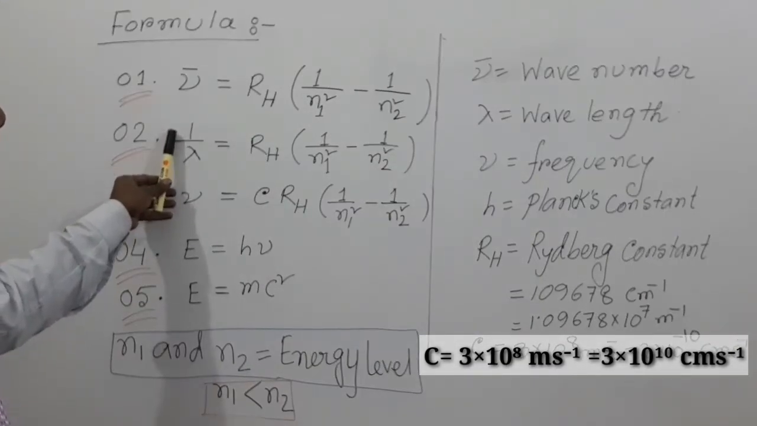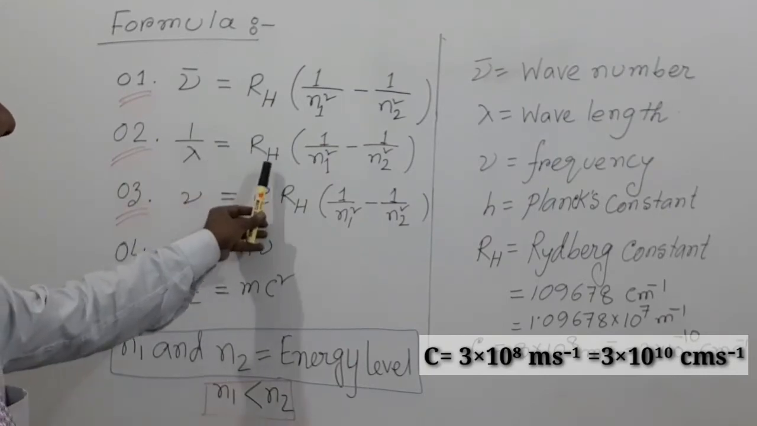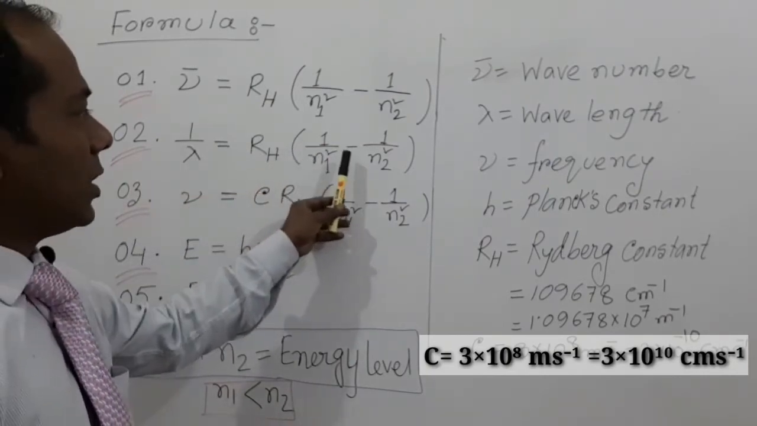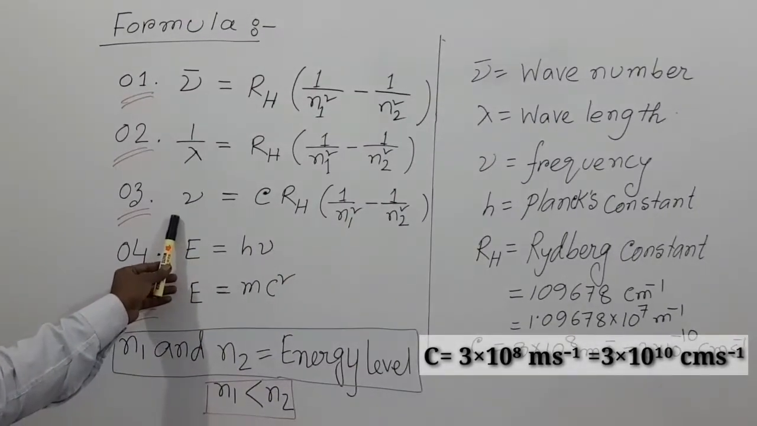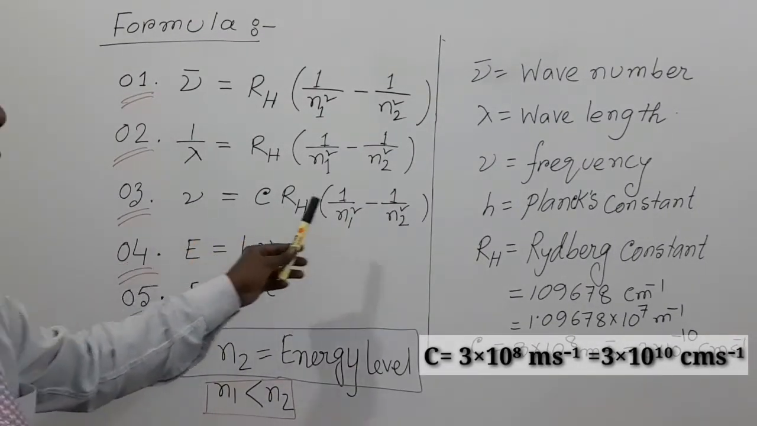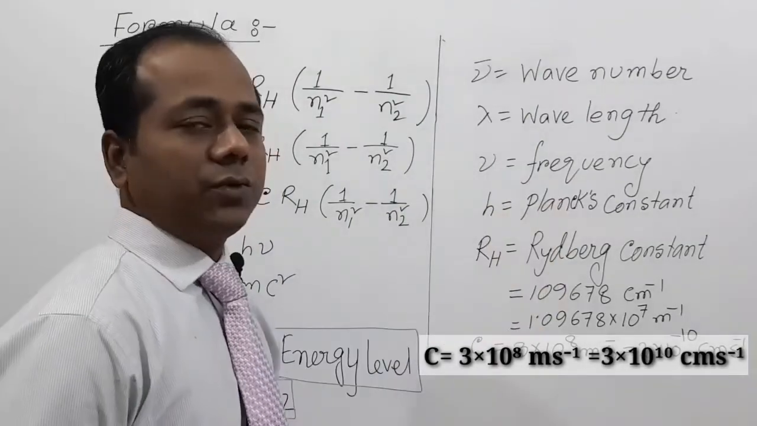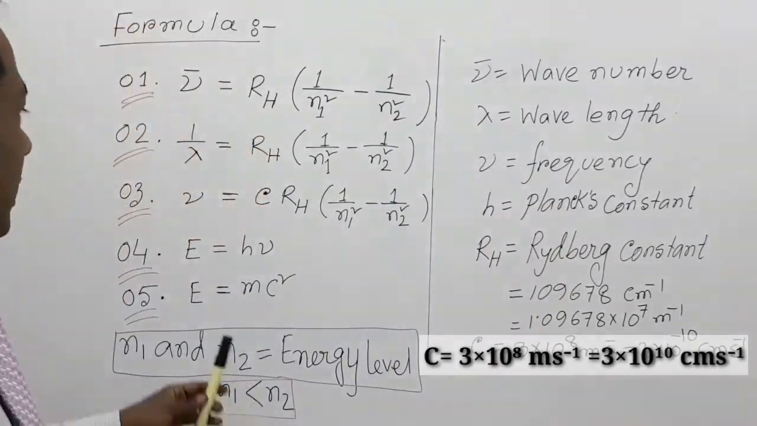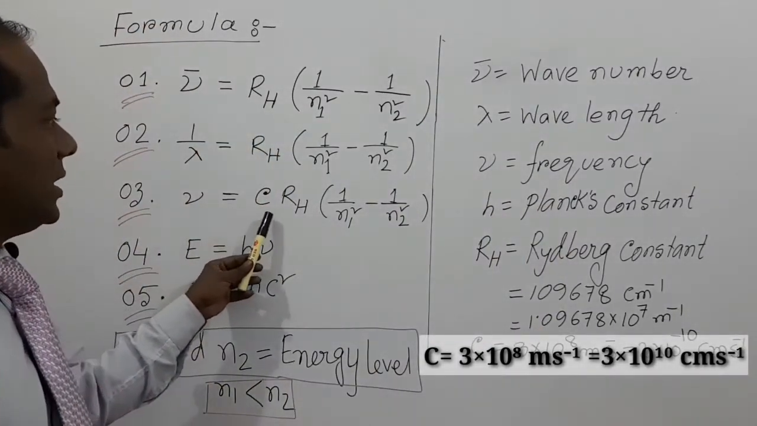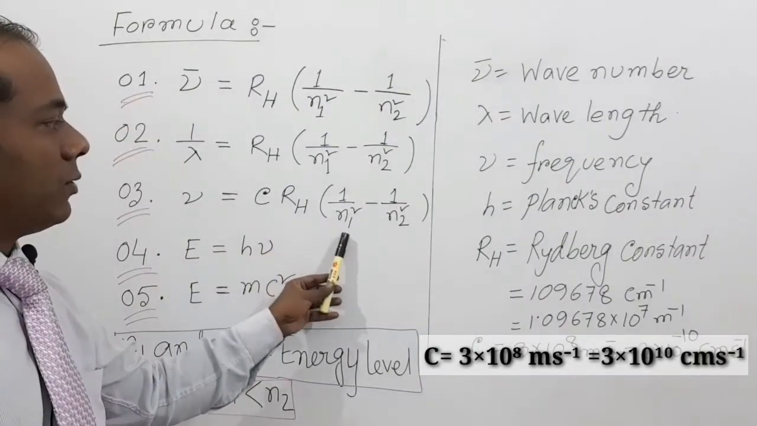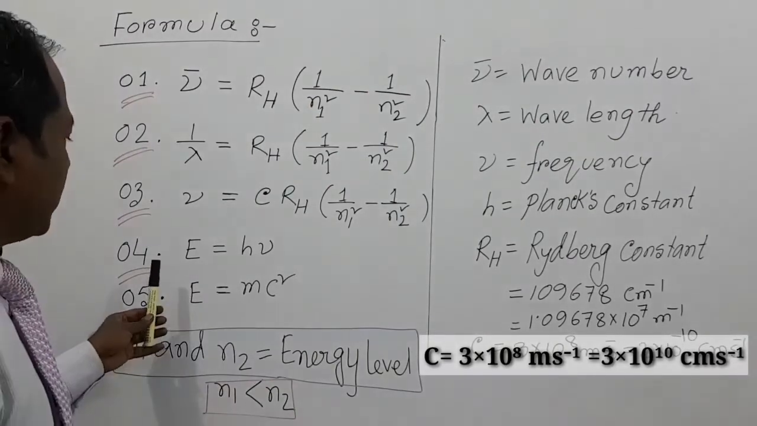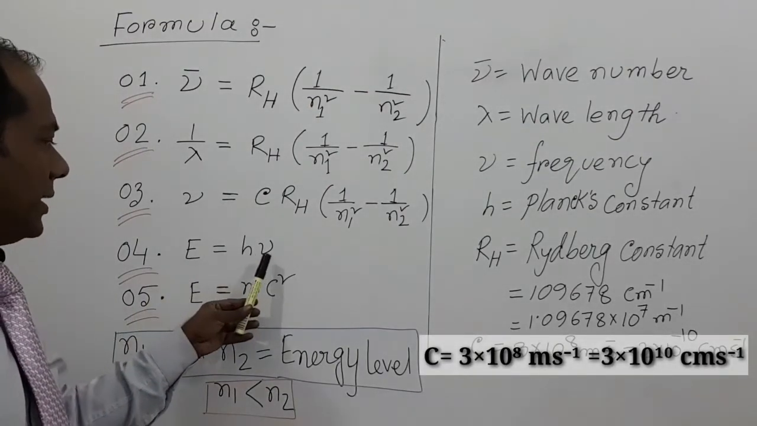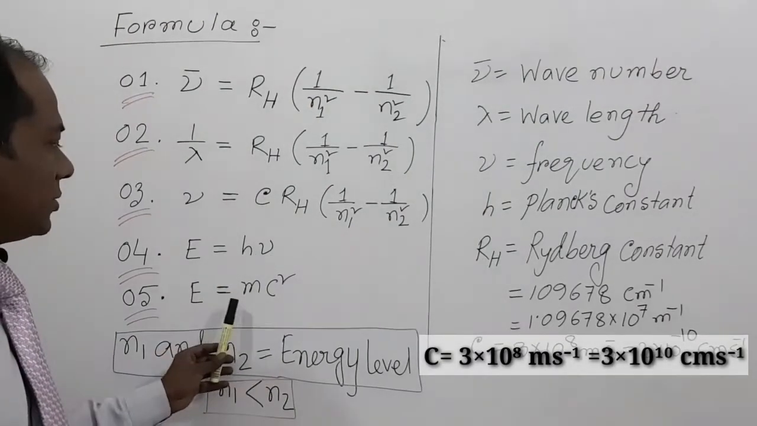Our second formula: 1 by lambda equal to RH (1 by N1 square minus 1 by N2 square), and nu is frequency. We know that nu equal to frequency, and nu equal to C RH (1 by N1 square minus 1 by N2 square), and another formula is E equal to h nu, and E equal to mc square.